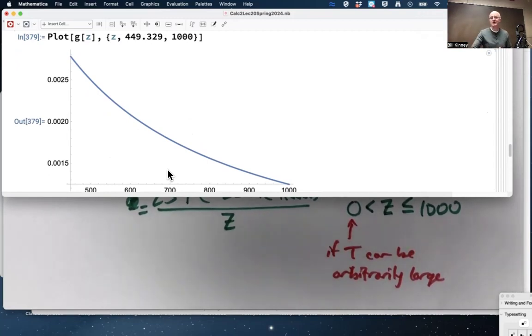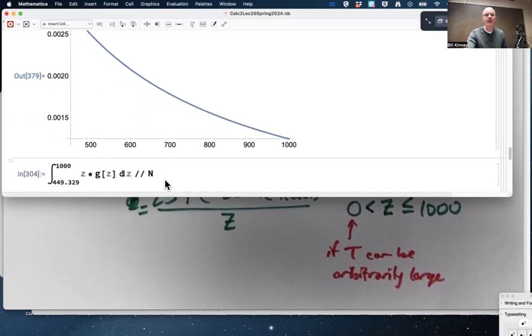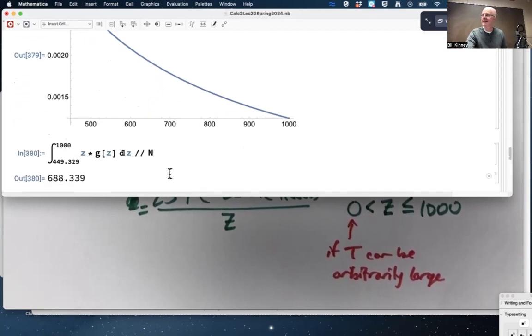That's a right skewed distribution. It's got a long right tail. Yes, it's more dense near lower values of z. So the mean will be closer to 449.329 than it is to 1,000. Halfway between 450 and 1,000 is 725, so we should expect a mean less than 725. Is it? Yep, 688. But the mean is more affected by high outliers in this case than the median is. We should expect a median that's not quite so big. The median should be less than 688.